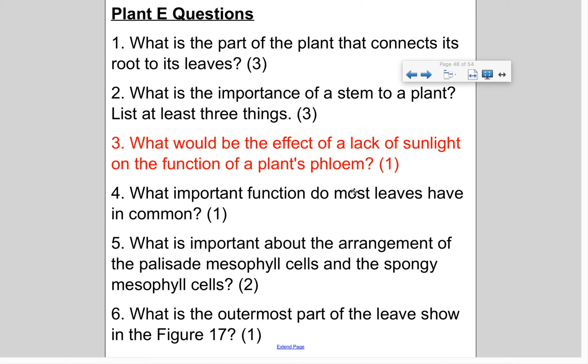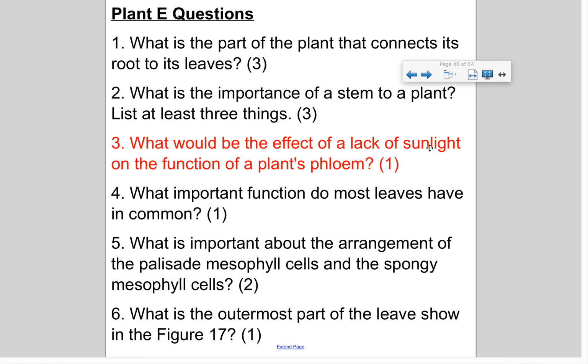What would be the effect of lack of sunlight on the function of a plant's phloem? So we're saying, okay, let's say you put a plant in a cupboard. How's that going to affect the phloem? And you're like, I don't know. Well, think about what the phloem moves. Does it move water or does it move sugar? You should say it moves sugar.